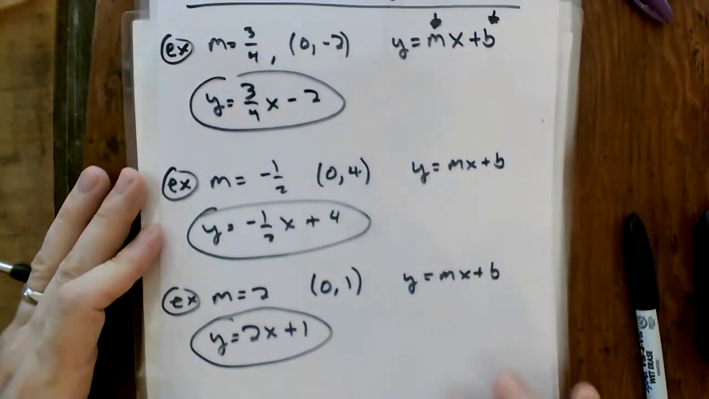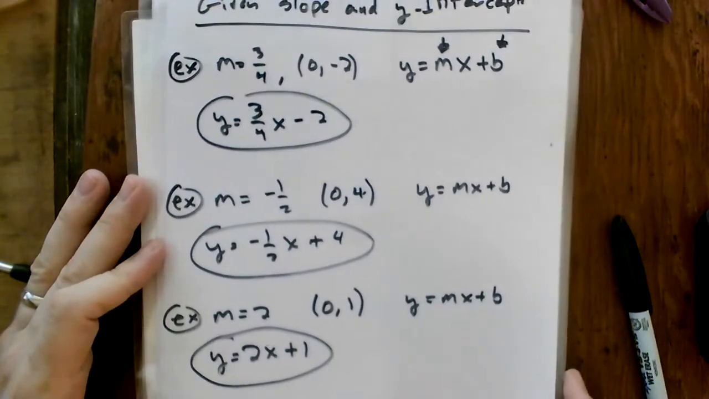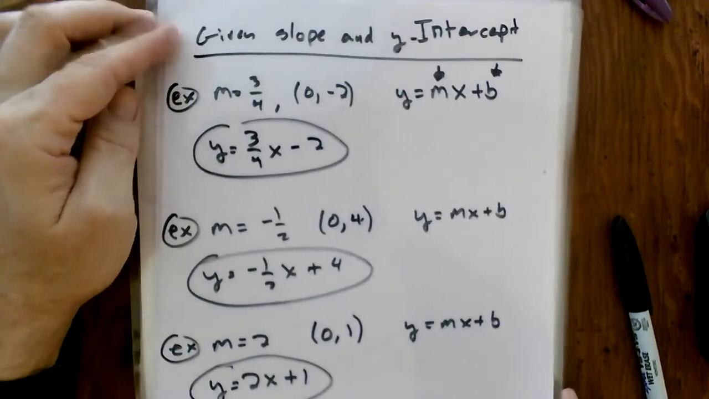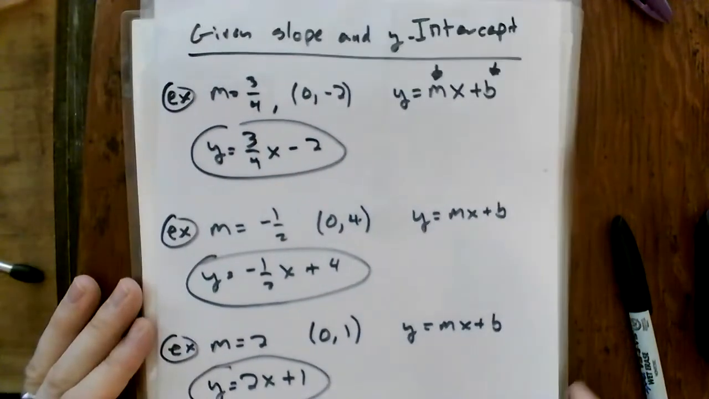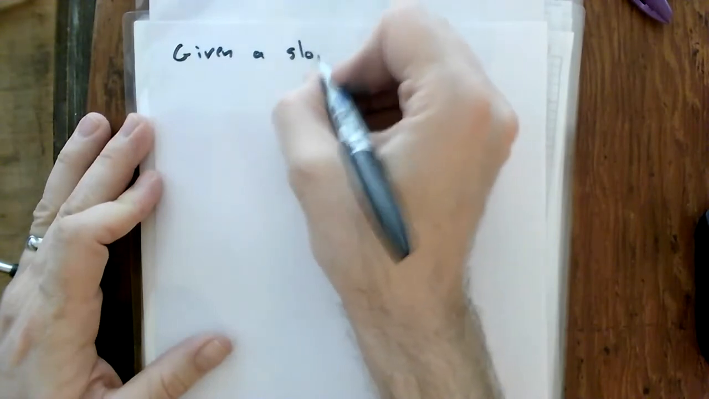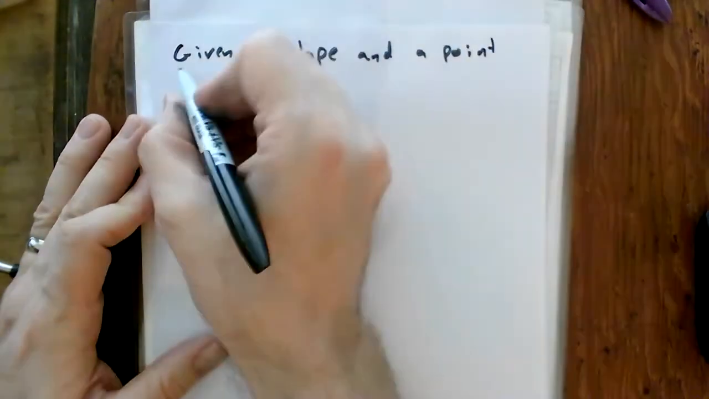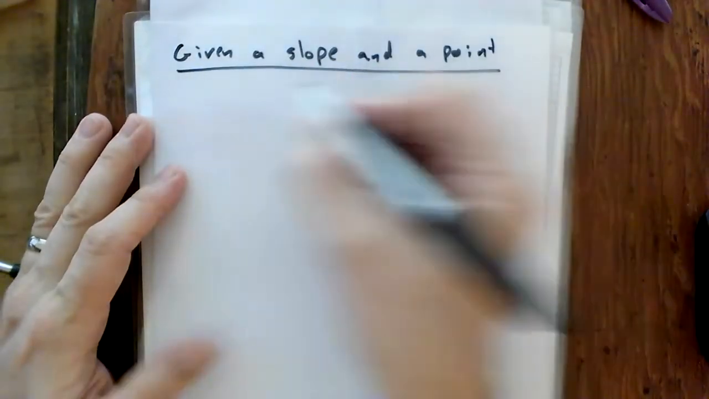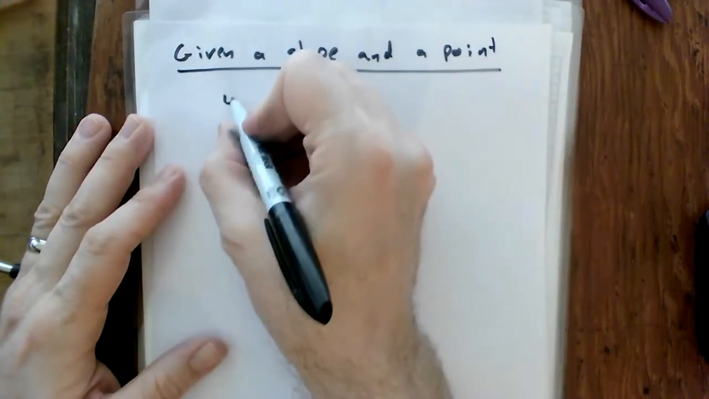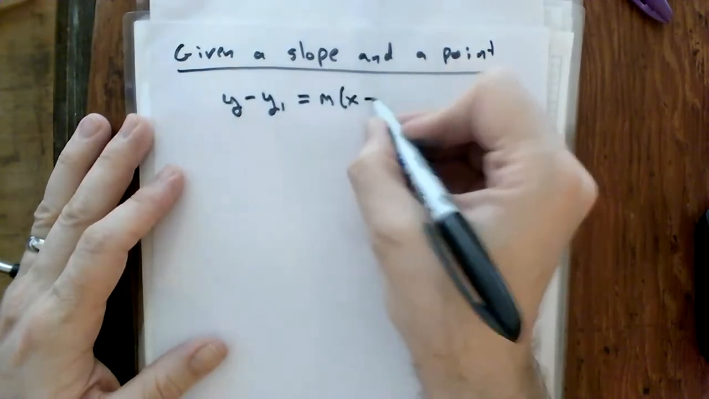So this is by far the simplest type of equation, or the simplest things we can do to find an equation. Let's move on to things that are a little bit tougher, where we're given a slope and a point. And in this case, we're going to use, unsurprisingly, our point slope form. This is y minus y1 is equal to m times x minus x1.